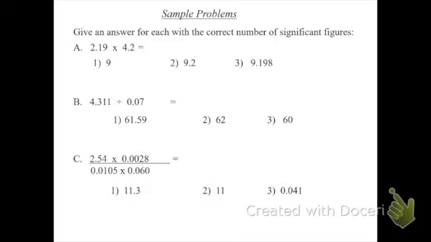How about this one? This one is a little bit more interesting. So now the 2.54 has how many sig figs? 3. Very good. 0.0028 has how many? 2. So we have 3, 2. 0.1505 has how many? 3. And then we have 0.060, which has how many? So we have 3, 2, 3, 2. So the answer has to have 2.